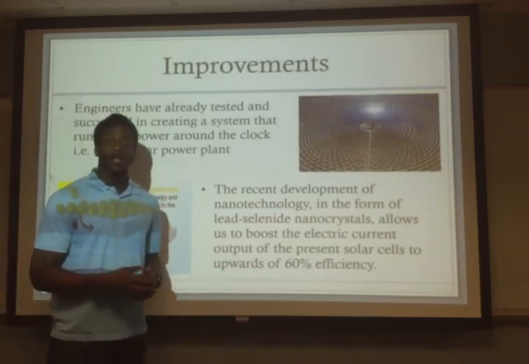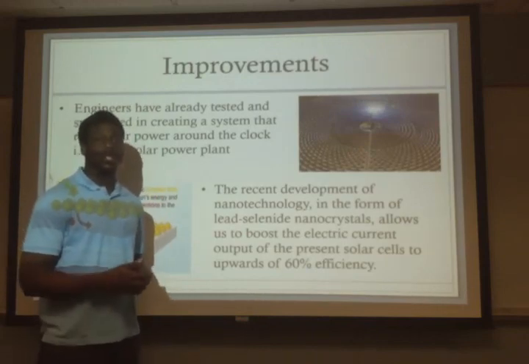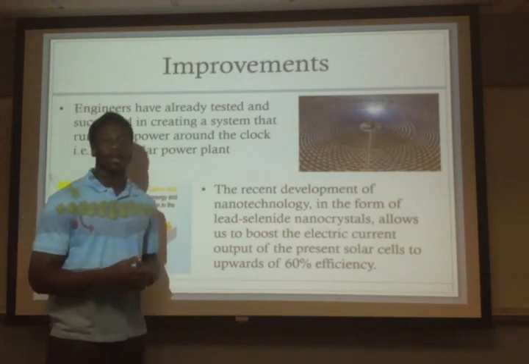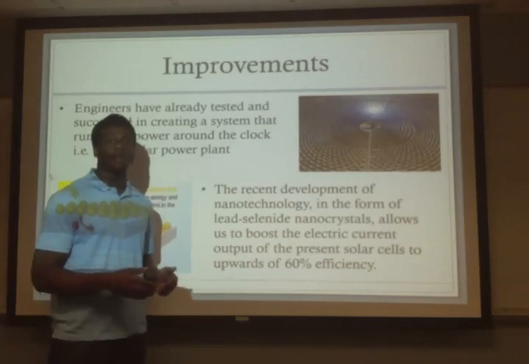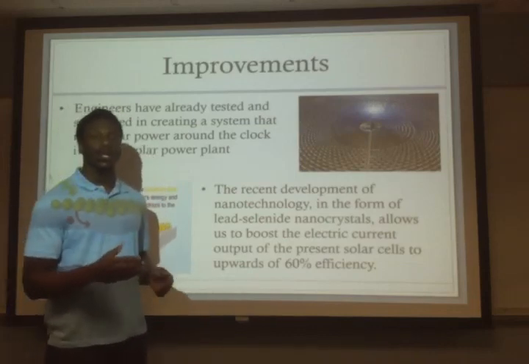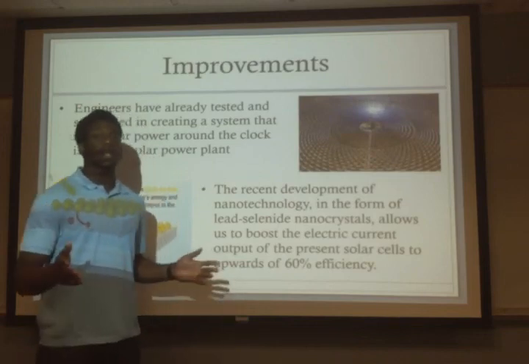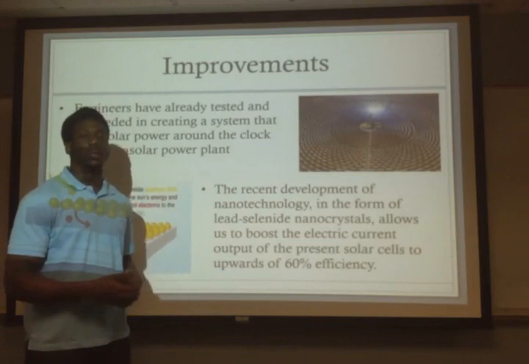The second is the recent developments in nanotechnology that are being used to optimize the efficiency of solar cell panels. The contribution of engineers to this process would be in finding ways to fuse these nanocrystal cells into a system that can transmit energy into a circuit. If successful, we're looking at solar cell panels that can run at upwards of 60% efficiency.